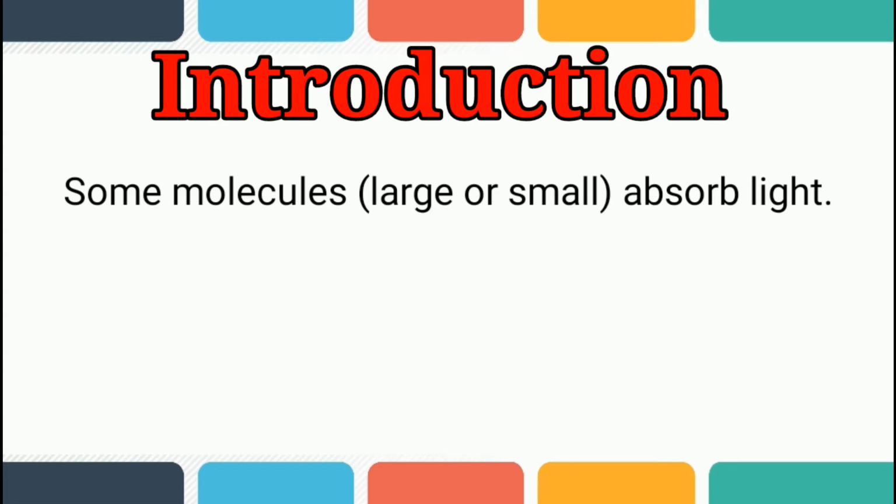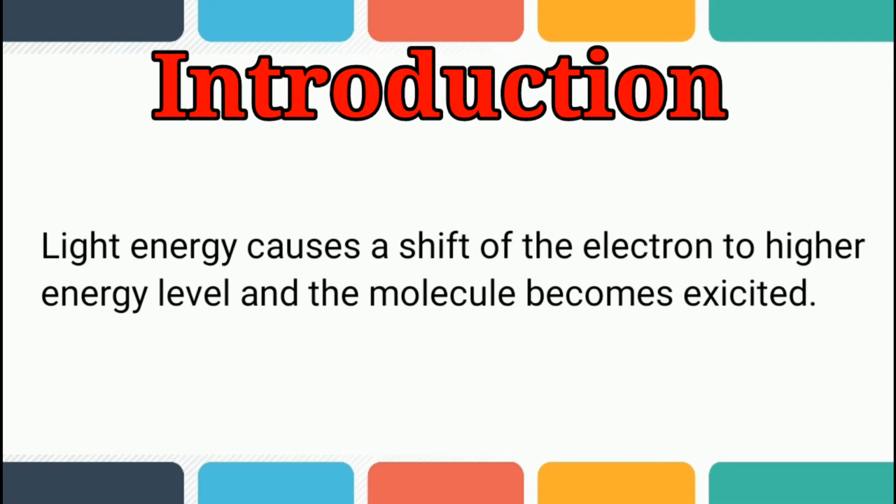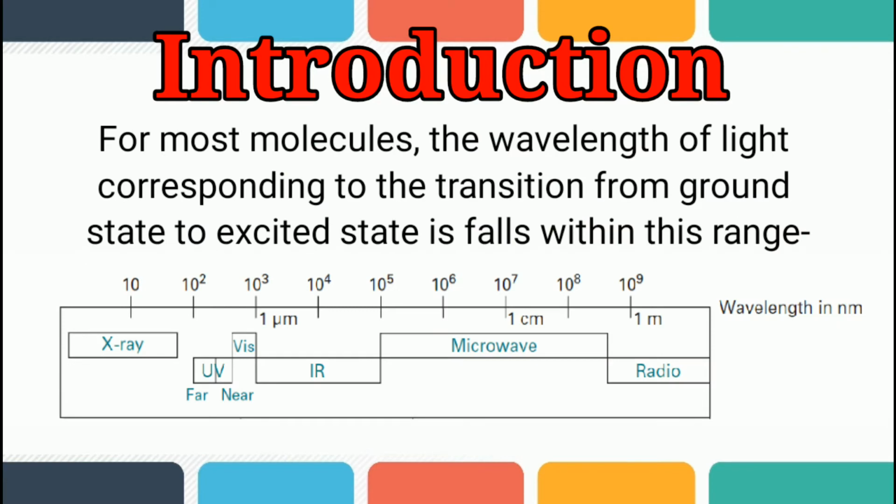Some molecules, whether small or large macromolecules, can absorb light. When a molecule absorbs light, the energy of the light is transferred to the molecule and the molecule becomes excited. A molecule or part of a molecule that can be excited upon light absorption is called a chromophore, and this transition requires a certain amount of energy.